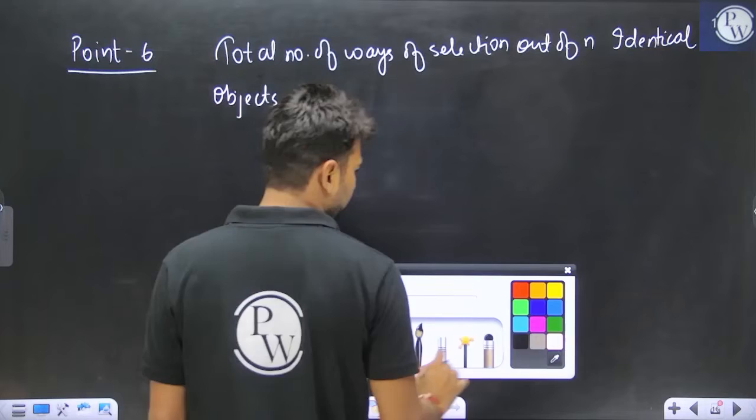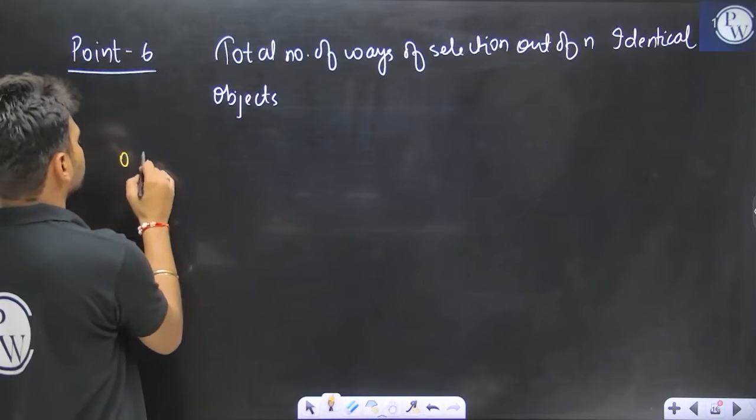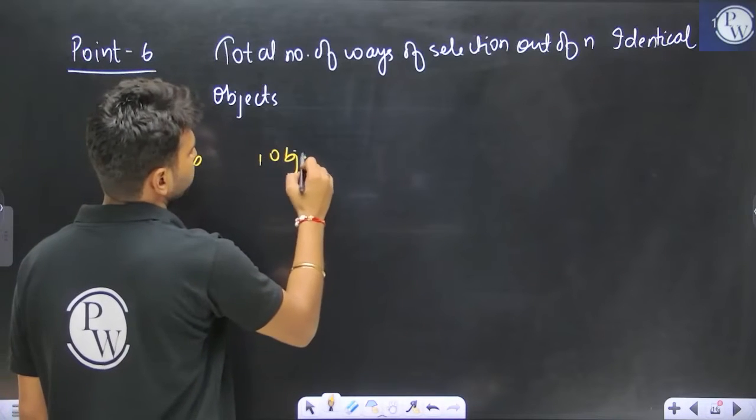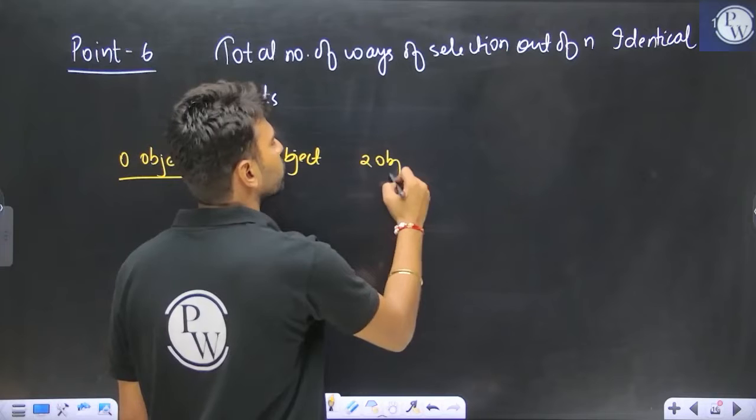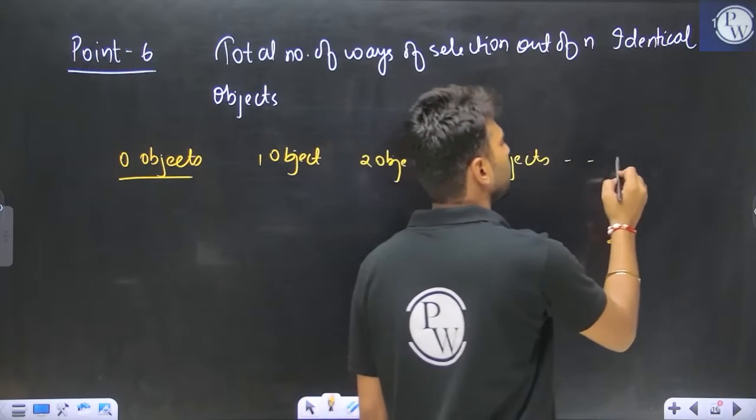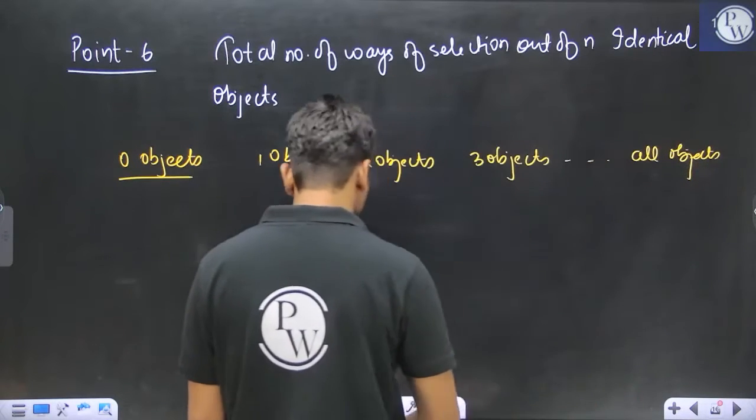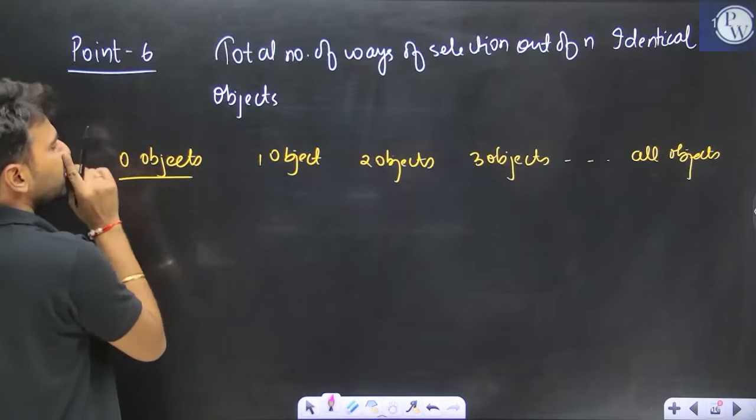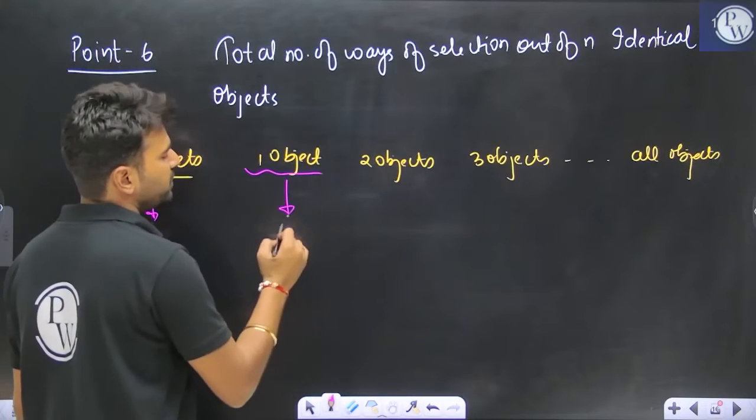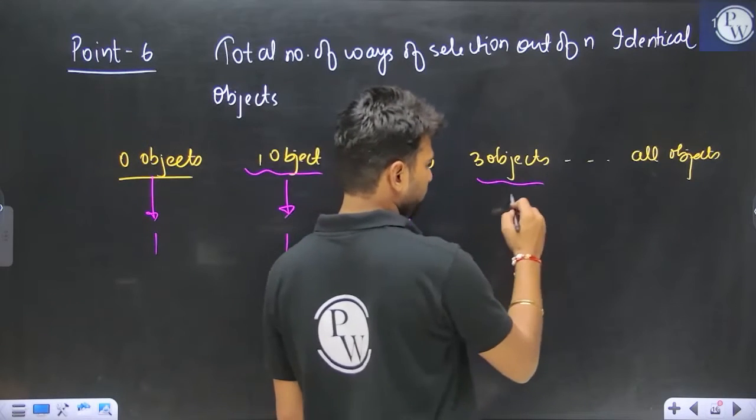Then over here, understand, the quantity which you have to select is not specified. So 0 objects is also fine, 1 object is also fine, 2 objects is also fine, 3 objects is also fine, and so on. All objects are fine, right? So in how many ways can I select 0 objects if n identical objects are given to me? One way. How many ways can you select 1 object? One way. In how many ways can you select 2 identical objects? 1, 1, 1, 1, 1 every time.